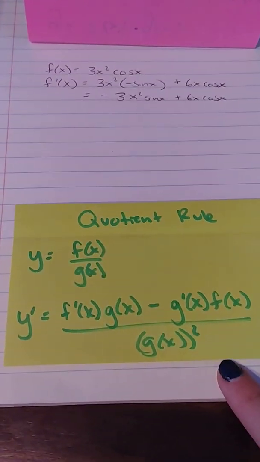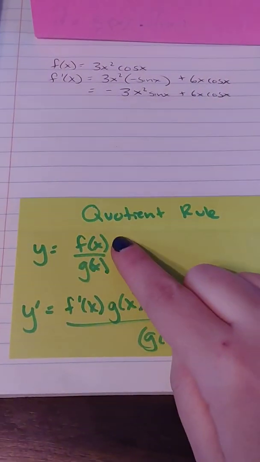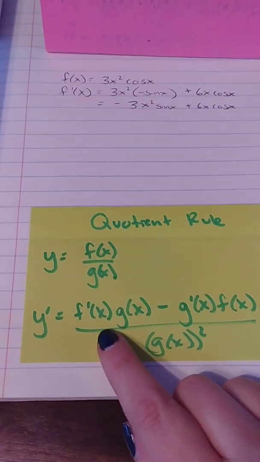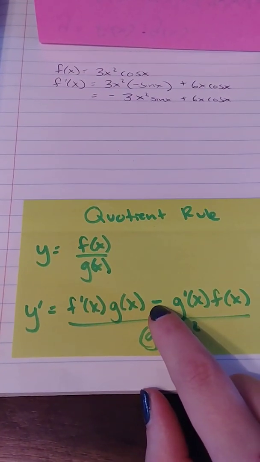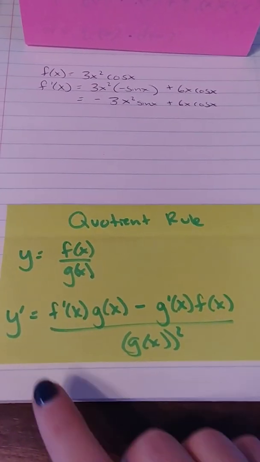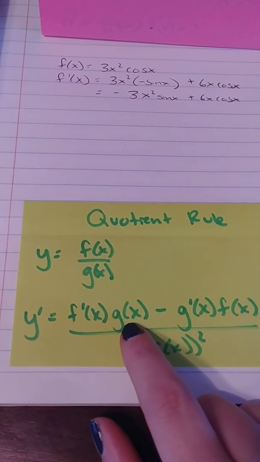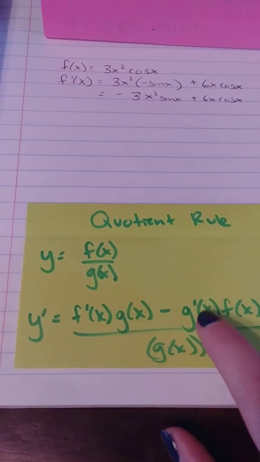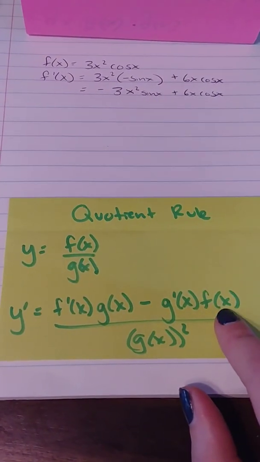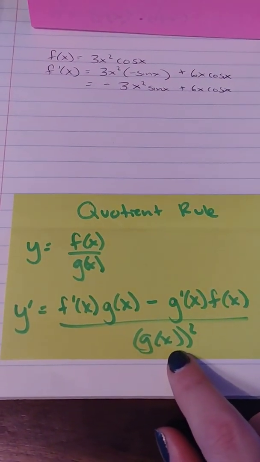This last thing I'm going to talk about is the quotient rule. So that's where you're dividing. This one, the order does matter because you're subtracting this time, right? So subtraction isn't commutative. You want to take the derivative of the top times the bottom, subtract the derivative of the bottom times the top, all over the bottom squared.